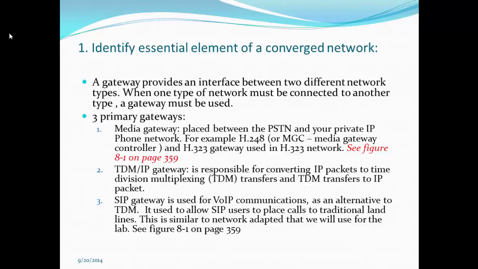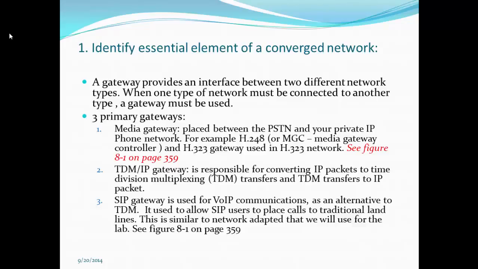For example, H.248 or MGCP is called the media gateway control protocol, and H.323 is used in an H.323 network. This can be referred to in your textbook on page 359, figure 8-1. The second gateway is called the TDM and IP gateway. It is responsible for converting IP packets to TDM and vice versa, from TDM to IP packets.